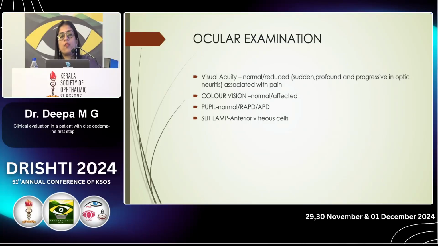Coming to the examination part, visual acuity can be normal or reduced. Sometimes it can be a sudden, profound visual loss which is progressing, associated with pain. The color vision may be normal or affected depending upon the cause for disc edema. The pupil can be normal. There can be a relative afferent pupillary defect, or even an APD itself if it is a long-standing case. And on slit lamp examination, what we have to pointedly look for is whether there are any anterior vitreous cells.